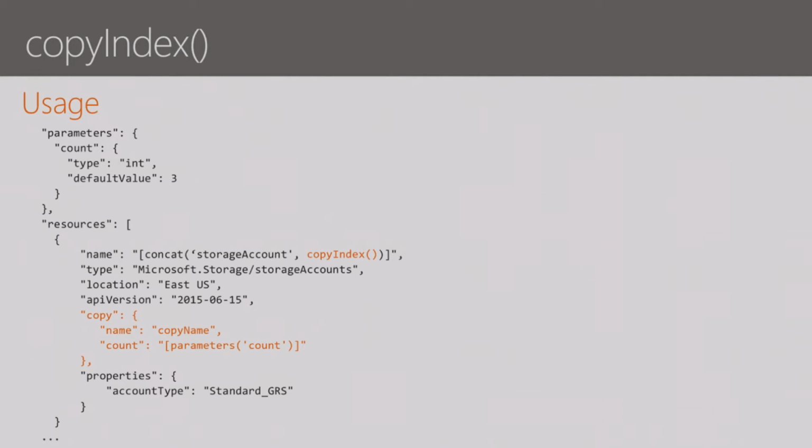There's a large number of functions. The copy index is another one that you'll see commonly used. It's used within the creating resources, and you can specify the number of resources to be created here. You can see we have the parameter, with a count of 3. Then by using the copy index here, we create storage accounts with 0, 1, and 2 as the names of the storage accounts.